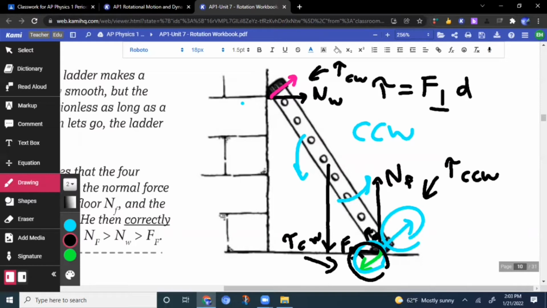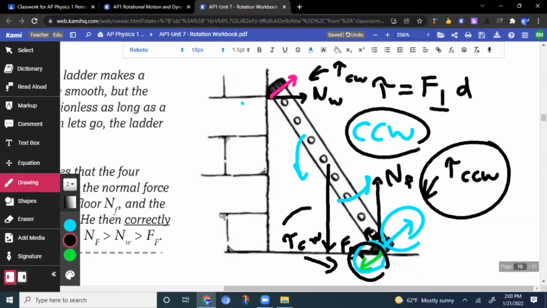So what we're saying is, in order for that statement to be correct, we already know that the ladder overall accelerates in the counterclockwise direction, right? Why is that possible? Because the counterclockwise torque here exceeds both clockwise torques. That's what's going on. Just have to summarize that in words.